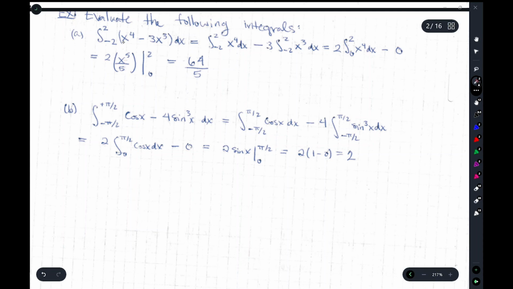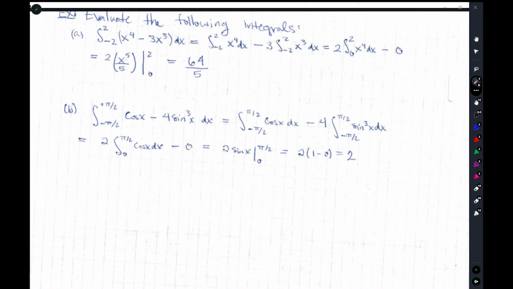So here we want to integrate this integrand, x to the 4th minus 3x cubed, from minus 2 to 2. First question we should ask is, do we have a symmetric interval? And we do. Minus 2 to 2 is a symmetric interval. The next question we should ask is, is the function x to the 4th minus 3x cubed odd or even? And the answer is, it's neither. It's neither odd nor even. Functions don't have to be either odd or even.